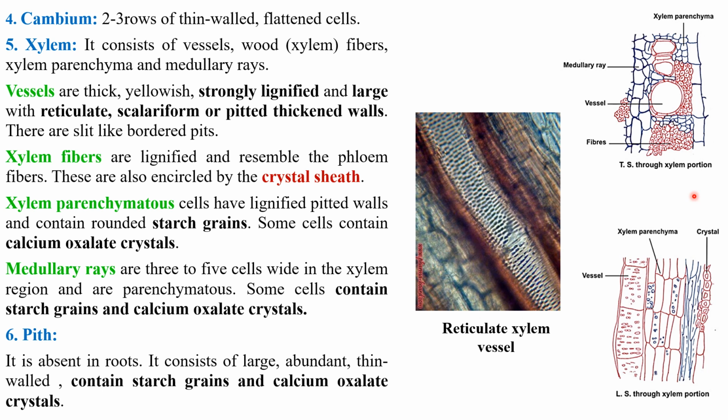After the phloem, there is an intermediate layer between the phloem and the xylem, an active meristematic tissue known as vascular cambium, constituted of 2 or 3 rows of thin-walled flattened cells. And then the xylem region, constituted of xylem vessels, fibers, parenchyma, and also transverse medullary rays as in the phloem.